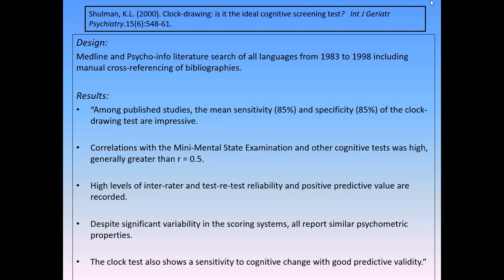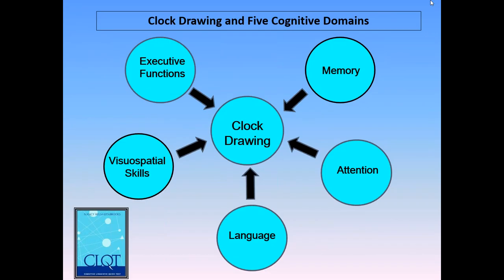And generally there is a good correlation between clock drawing and other cognitive tests, and high rates of inter-rater reliability and positive predictive values are recorded by some studies, maybe not all because of that scoring problem, if the scoring is not assessed thoroughly so that you have inter-rater reliability. And despite significant variabilities in the scoring systems, all reported similar psychometric properties. So a little give and take there. And they said that it also shows a sensitivity to cognitive change with good predictive validity. So clock drawing really assesses all five of the cognitive domains that we have discussed throughout this webinar.